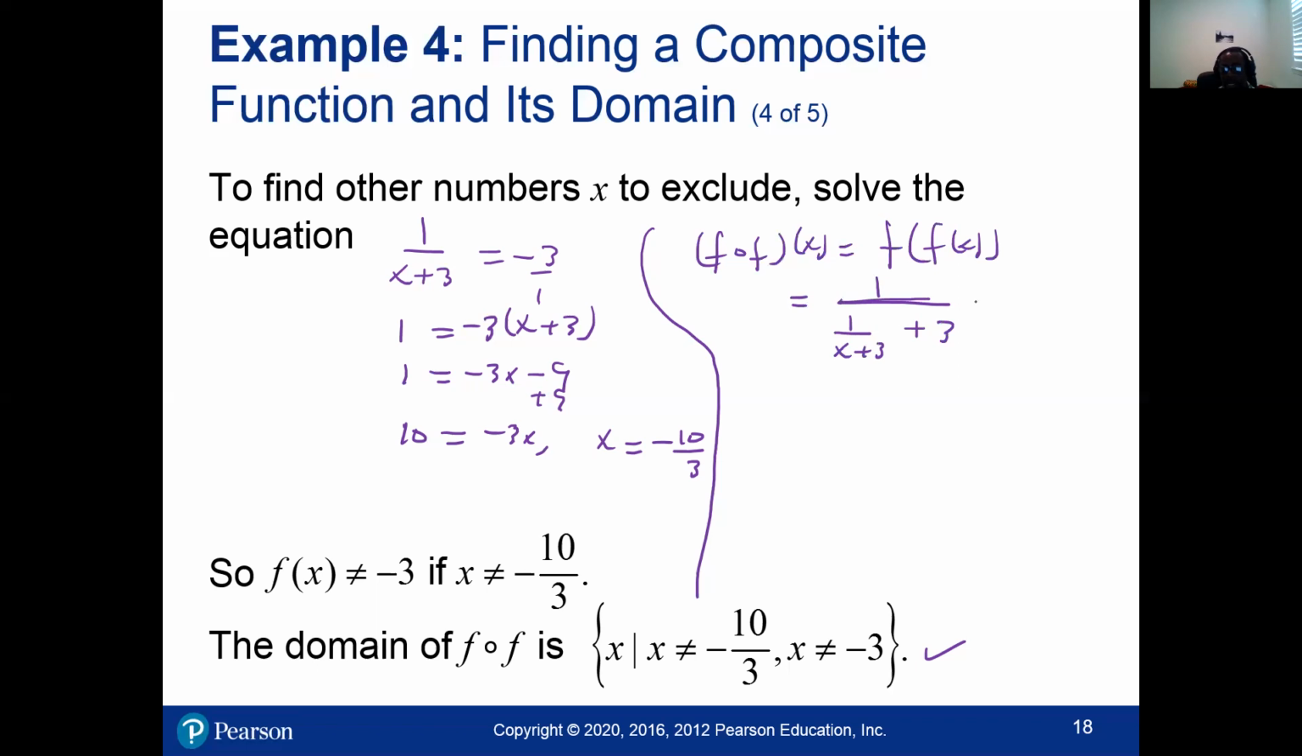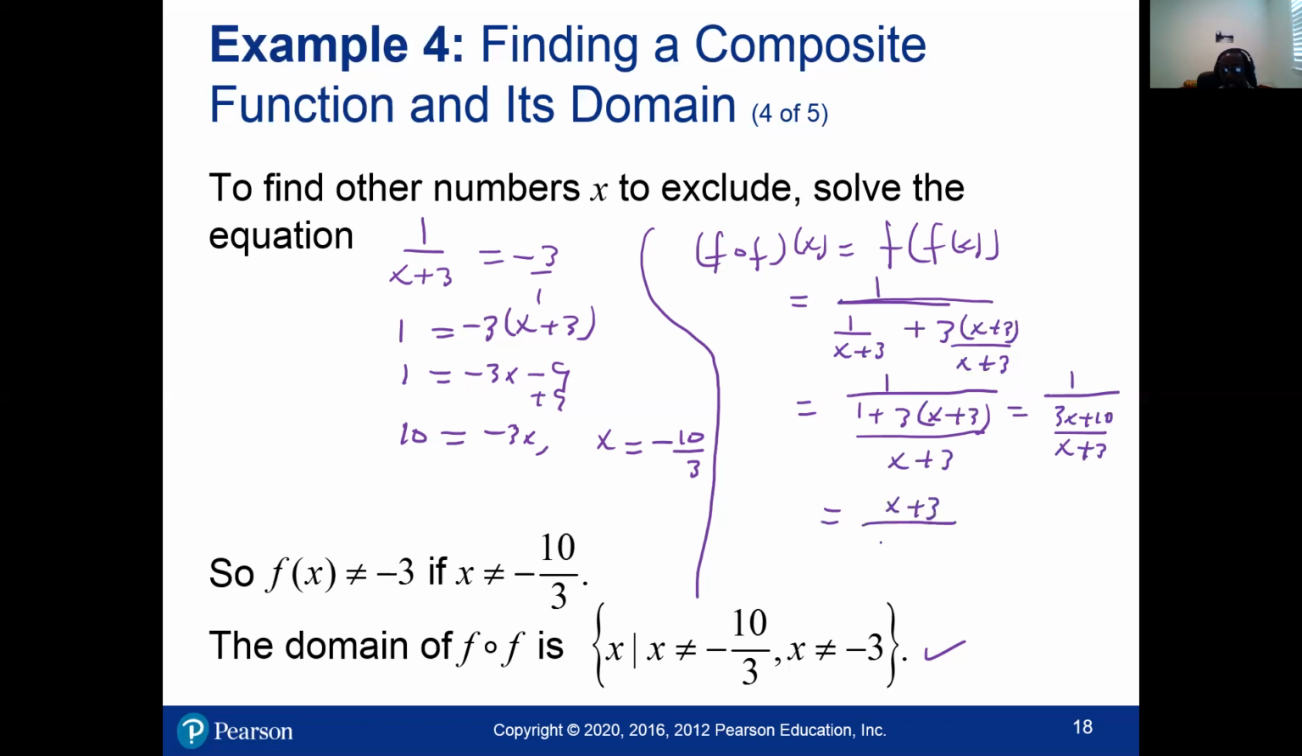Just like we did before, we simplify this. We multiply by x plus 3, and that gives us 1 over 1 plus 3 times x plus 3, all divided by x plus 3. That will give us 1 over 1 plus 3x plus 9, which is 3x plus 10 divided by x plus 3. Then you flip that, and it will be x plus 3 over 3x plus 10.